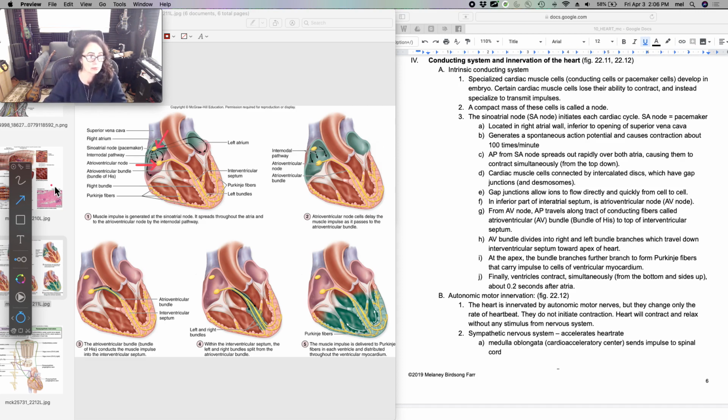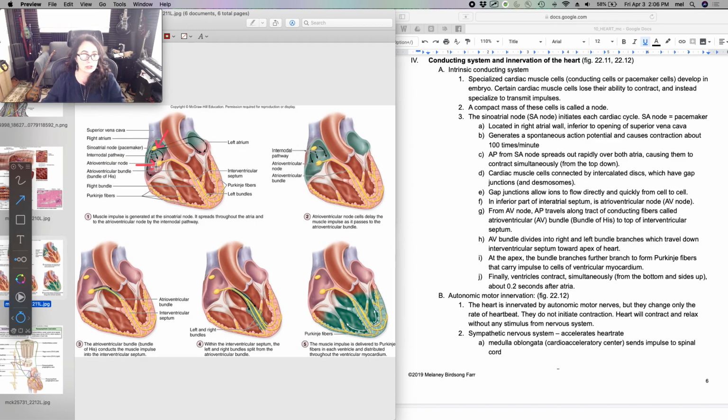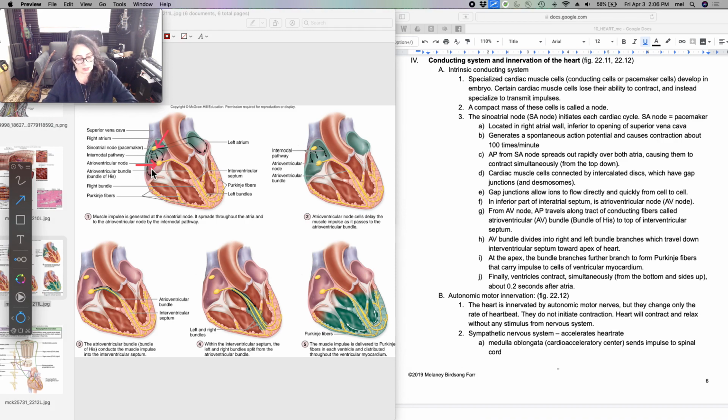Remember that your cardiac muscle cells are connected by these intercalated discs with gap junctions in them. So the way that they're connected allows the stimulus to flow from one cell to the other. So in the inferior part of the interatrial septum right here is the other node. This node right here is called the Atrioventricular Node.